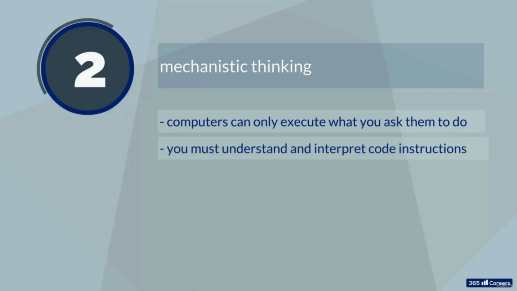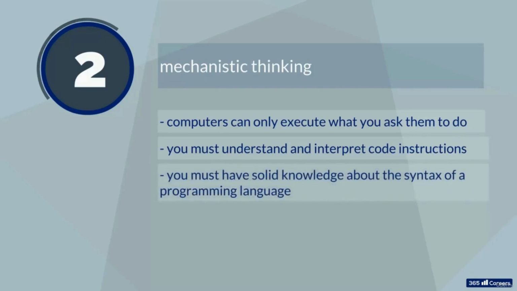Humans can understand and interpret code instructions and adjust it whenever necessary. And this is why solid knowledge about the syntax of a programming language and the ability to understand computer code is of paramount importance. It will positively affect your thinking process, allowing you to break down your problem into parts the computer can execute. In the example we provided above, John must think of the following subtasks.